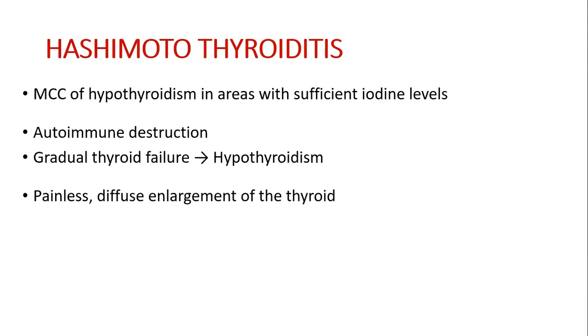So it's an autoimmune destruction of the thyroid gland. I'll always keep in mind, very easy to correlate: when there is autoimmune, what should be the morphology under the microscope? You see lots of lymphocytes. Keep that in mind. Autoimmune destruction, gradual thyroid failure, hypothyroidism. It's a painless condition. Painless diffuse enlargement of the thyroid gland.